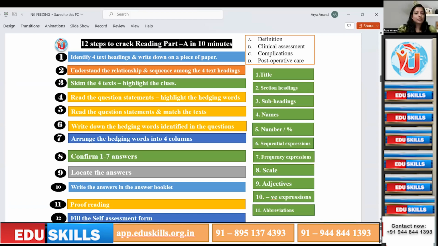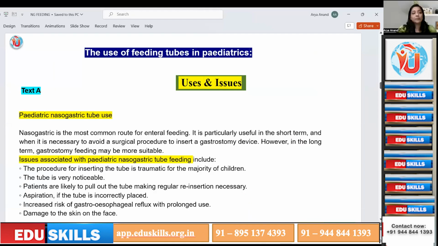So we'll move to today's topic, the use of feeding tubes in pediatrics. That is our topic today. The first text is pediatric nasogastric tube.